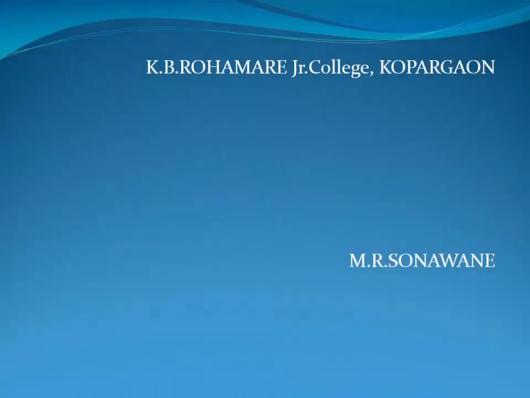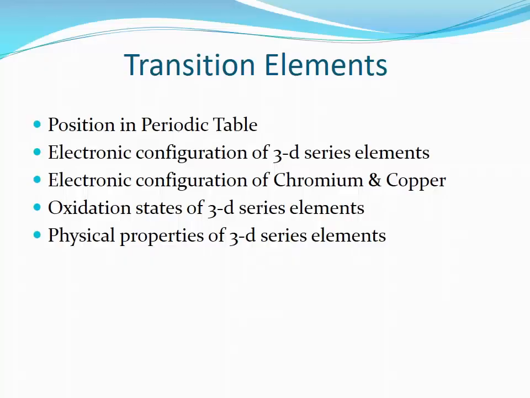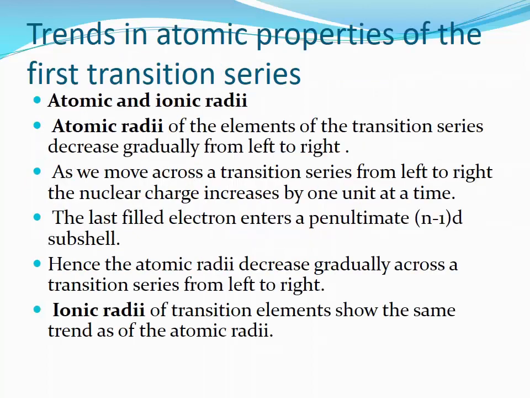Last time we started transition and inner transition elements. Transition elements are nothing but d block elements. We have started first transition elements. We have seen position in periodic table, electronic configuration of 3d series elements, electronic configuration of chromium and copper, oxidation states of 3d series elements, and physical properties of 3d series elements.